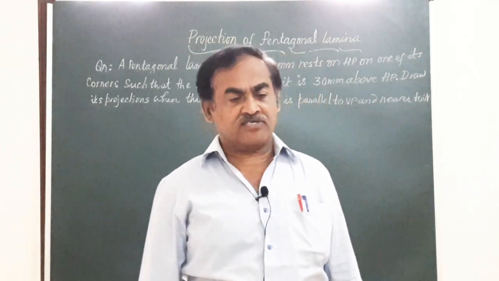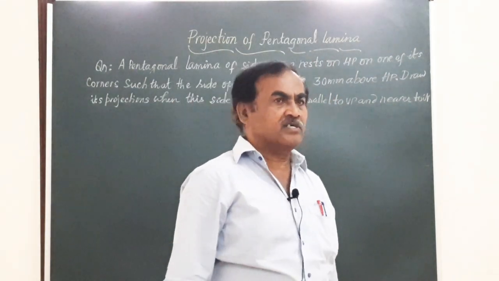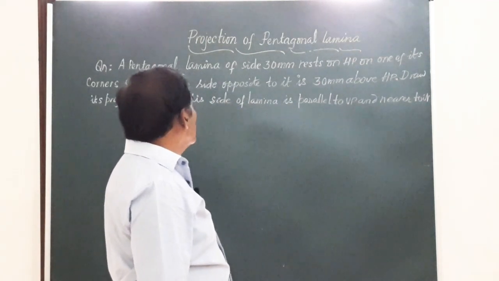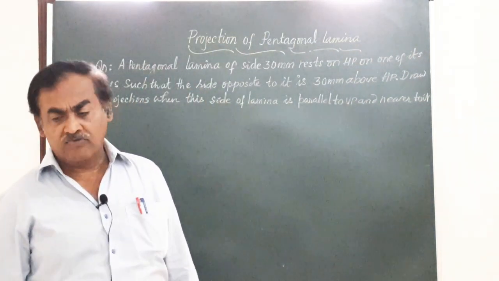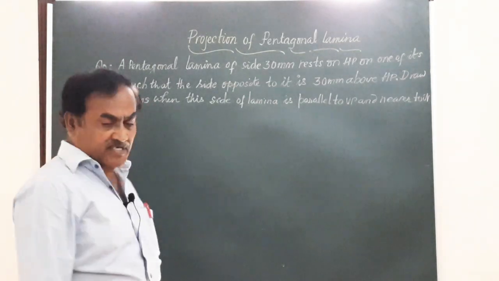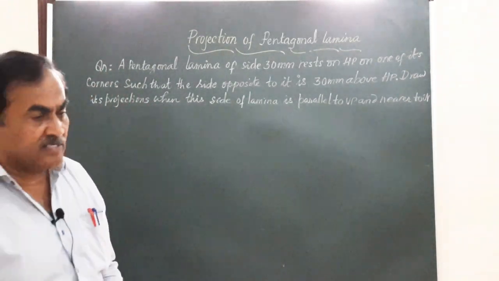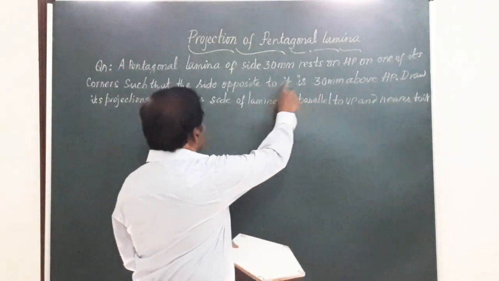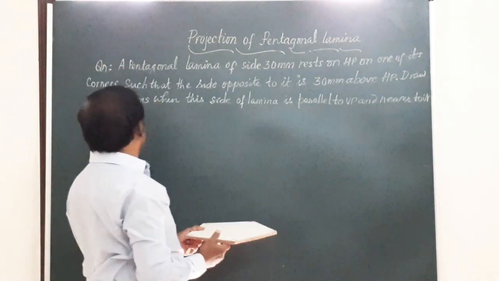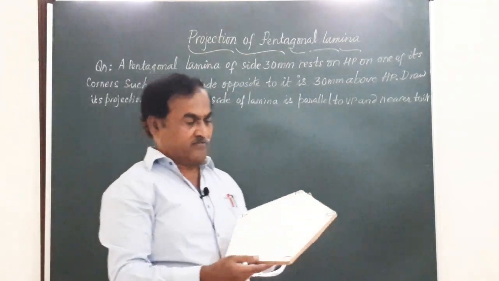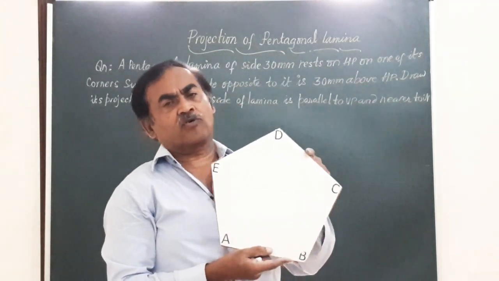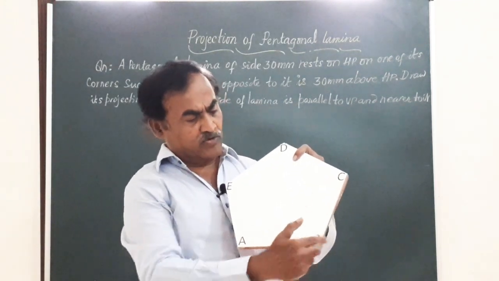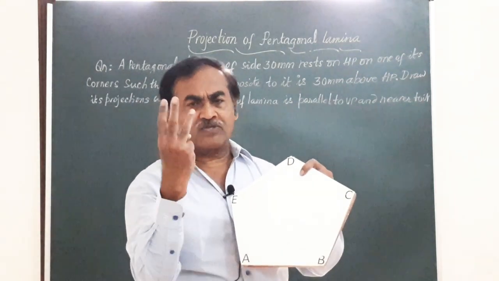And friends, in today's session, we have the projections of pentagonal lamina which is resting on one of its corners. Friends, just see, the question runs like this: there is a pentagonal lamina of side so and so rests on HP on one of its corners. Friends, this is the pentagonal lamina. If you have got A, B, C, D, E of side AB equal to BC, etc., equal to 30 millimeter.